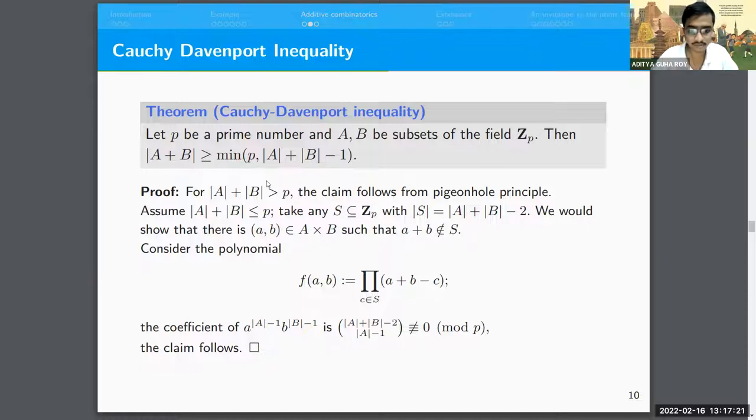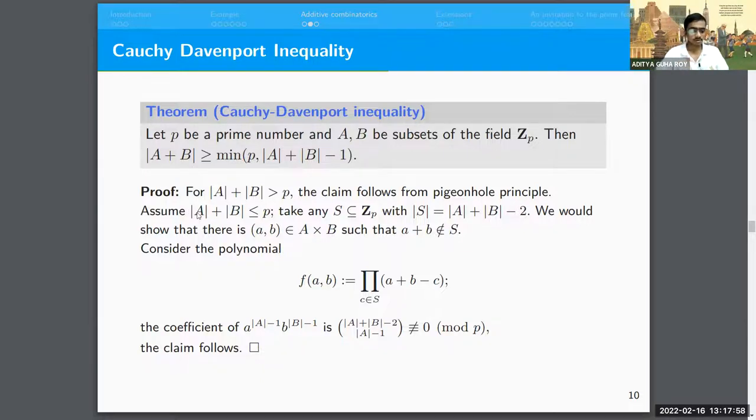It's easy to show, because in that case, suppose the size of A plus B is less than p. Then you consider some element c, which is not in A plus B but in Z_p. Then you consider the sets c minus A and B. By the Pigeonhole principle, we have cardinality of c minus A plus cardinality of B is greater than p because of this condition. So they must intersect, and hence a contradiction.